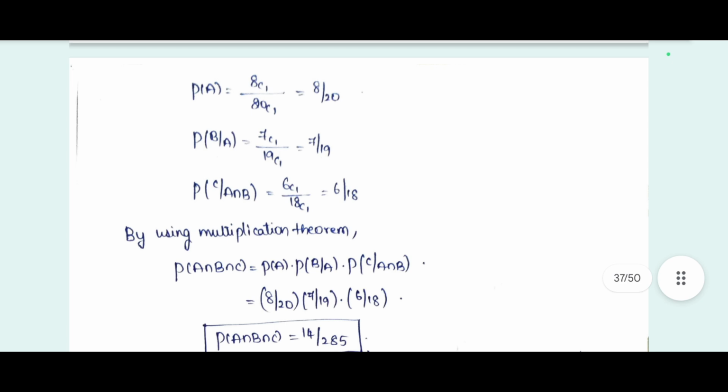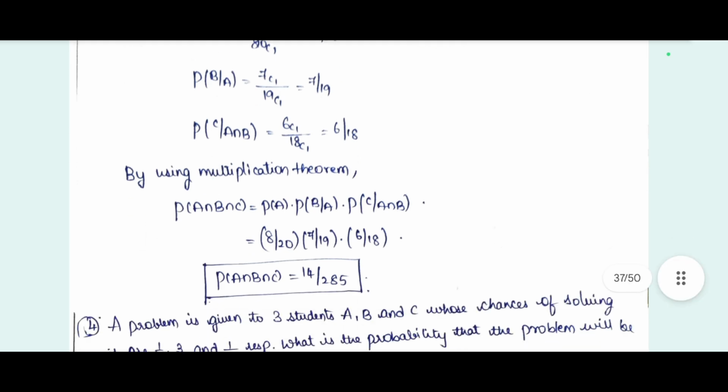So probability of A is equal to 8C1 divided by 20C1. Probability of B given A: one girl is already selected, so 7C1 divided by 19C1. Two girls are already selected, so the number of girls is 6C1 divided by 18C1. So we use the multiplication theorem: probability of A intersection B intersection C is equal to probability of A into probability of B given A into probability of C given A intersection B.